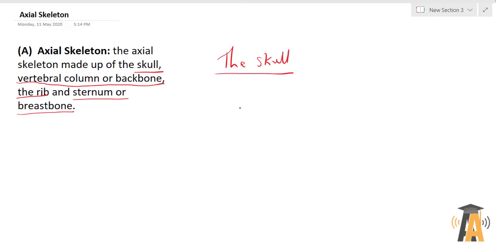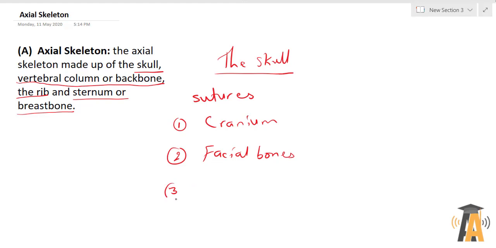Now, the mammalian skull is made up of several flat bones which are joined together by means of joints called sutures. So the joints that join the skull together are called the sutures. Now, there are 3 major parts of the skull. One, we have the cranium. 2, we have the facial bones. And 3, we have the jaw.